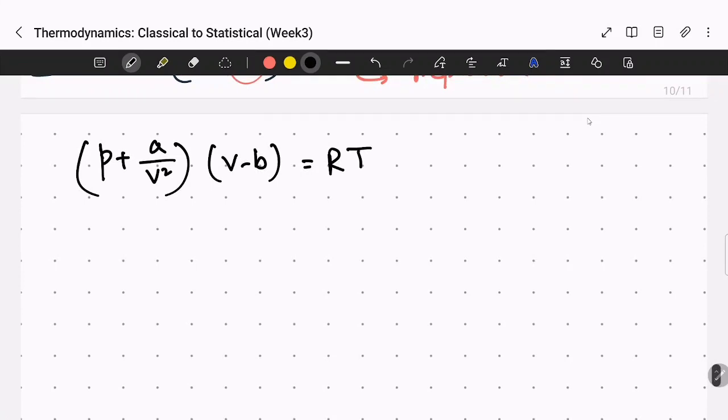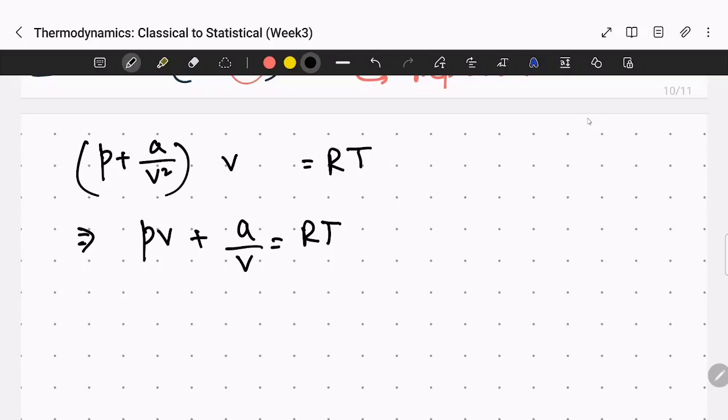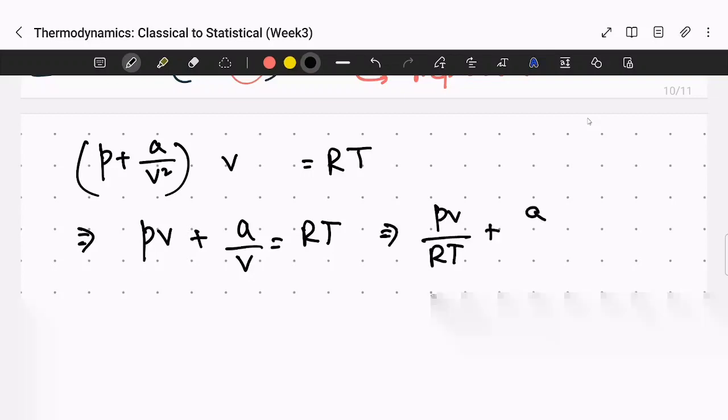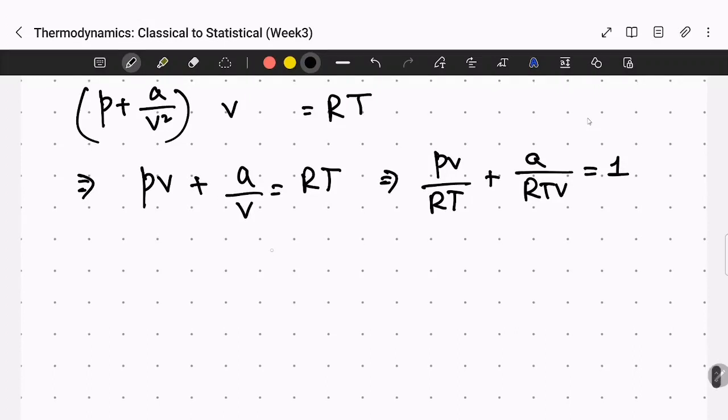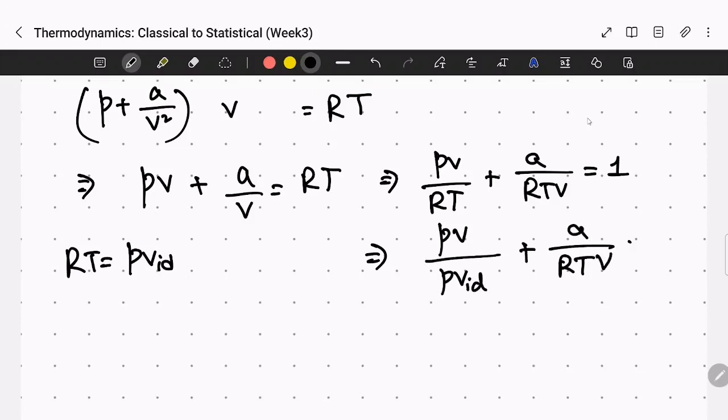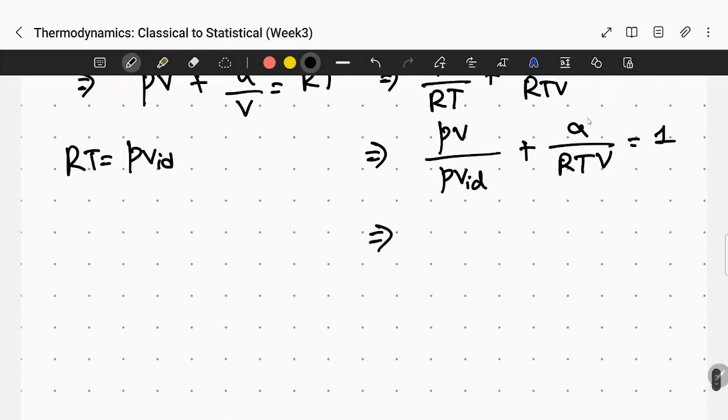So let's say P V plus A by V equals RT. Hence, PV by RT plus A by RTV is 1. Now, PV by RT basically is the Z. Why? Because RT essentially is P V ideal. This V is not ideal, so this is real. If there is no notation, that means the real. For ideal gas, there is the suffix ID. So V by V ideal, and V by V ideal we know is Z, the compressibility factor. So it is 1 minus A by RTV.